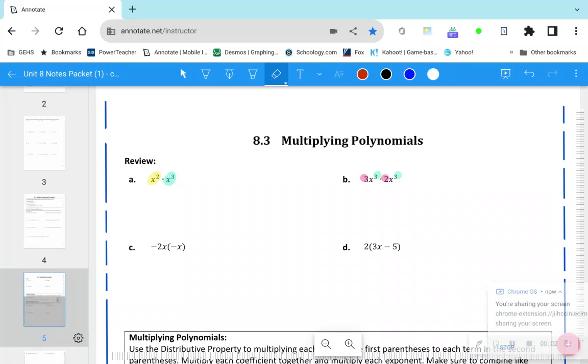Okay, this is the recording for section 8.3, the notes for intermediate algebra. And in this section, we're going to learn how to multiply polynomials.